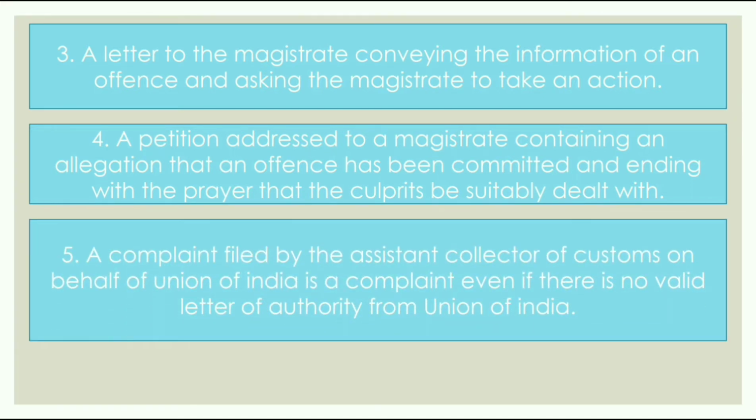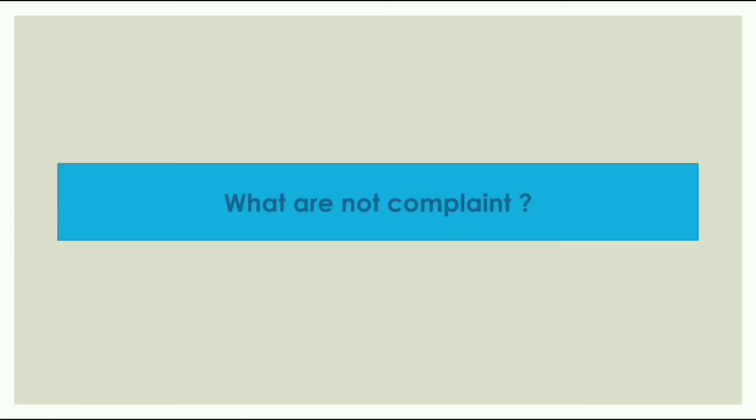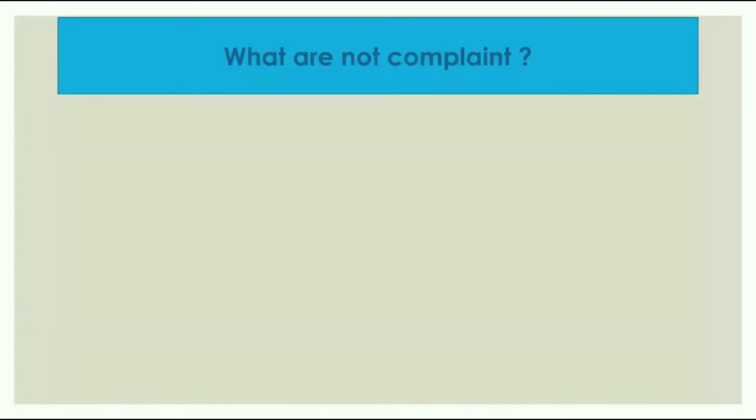The next and the last example is where a magistrate sent a report to the district magistrate that some person has made an alteration in a document filed in his court and has committed an offence under section 477 of the IPC. It was held that the report amounts to a complaint. So now we have got an idea about what a complaint is, what amounts to a complaint. Now let us understand what are not complaints.